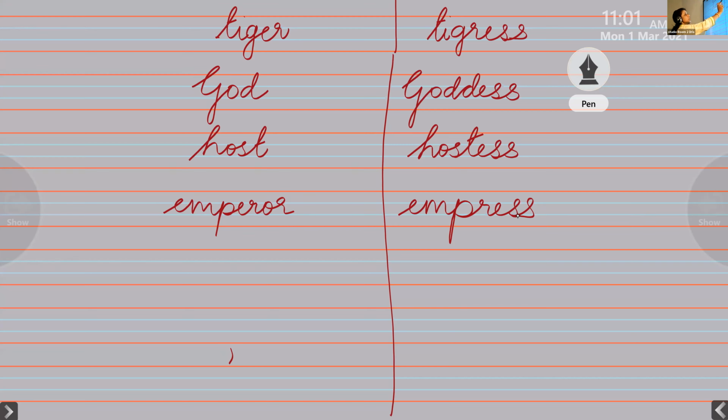Empress, hostess, goddess, tigress. Here, G-R-E-S-S. Similarly, here also E-M-P-R-E-S-S. Empress, tigress. Okay, don't leave out that R. Empress. Okay, now monk. What's the feminine gender for monk? None. Monk, it is none.